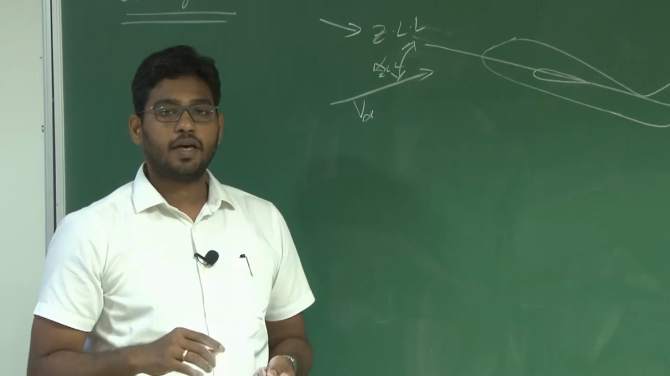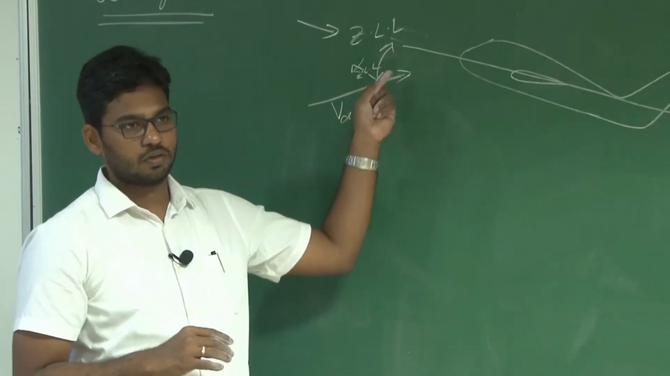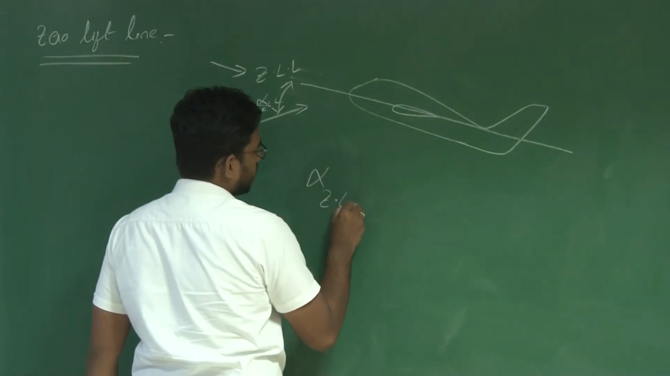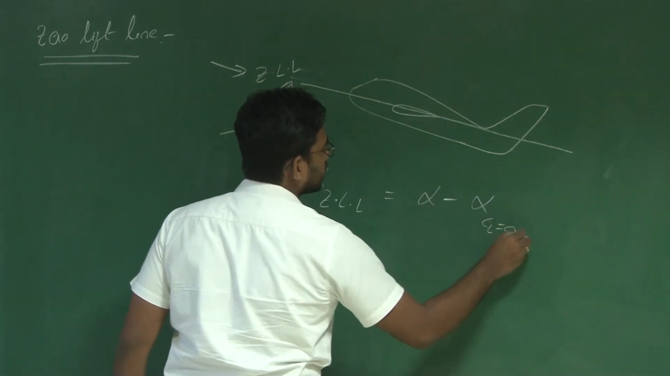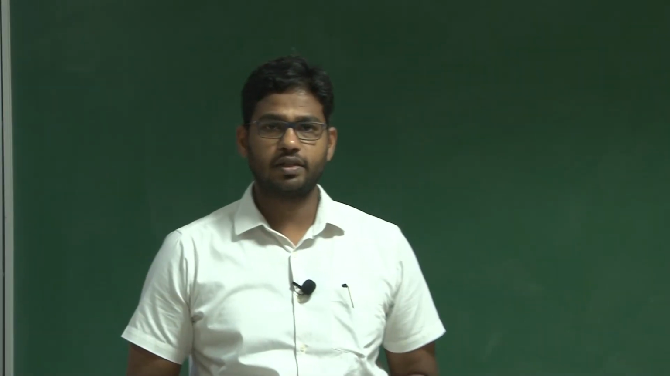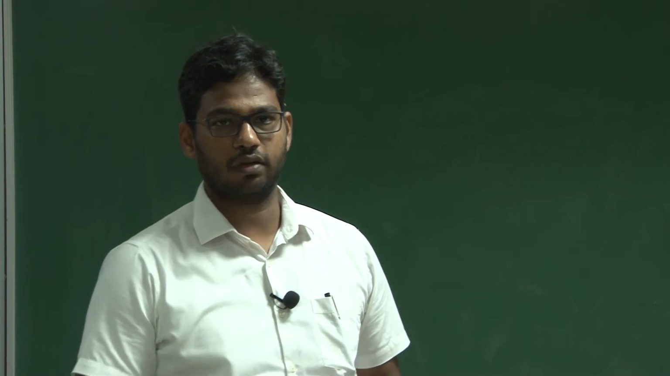Now how to relate the angle of attack with respect to chord and the angle of attack with respect to zero lift line, right? Alpha of zero lift line is equal to alpha minus alpha at CL equal to 0. Now let's make a wing out of this aerofoil and see how the lifting characteristics of the aerofoil are related to a wing. Right.